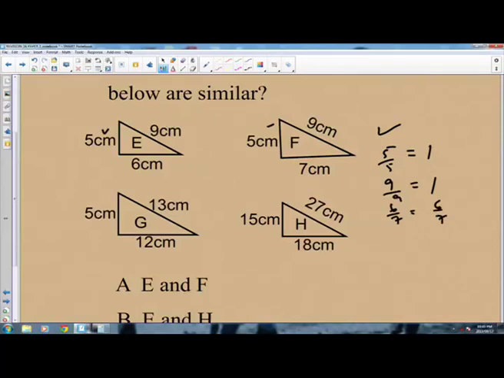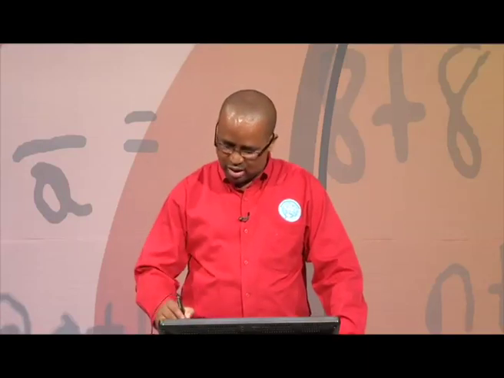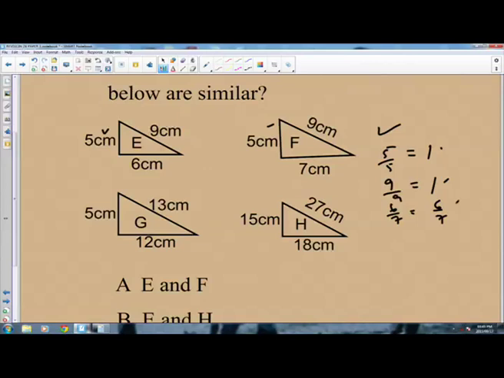But we are saying for similar figures, we expect the ratio of the corresponding sides to be the same. So we have 1 here, and then here is 6 over 7. So it means the two triangles are not similar, because for them to be similar, we expect a 1 in the first part, second part 1, even the last part should be 1. The ratio of the corresponding sides has to be the same throughout. So E and F are not similar. And then what about the next one?